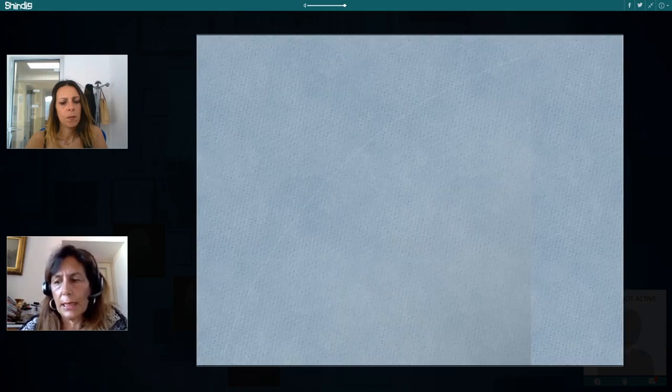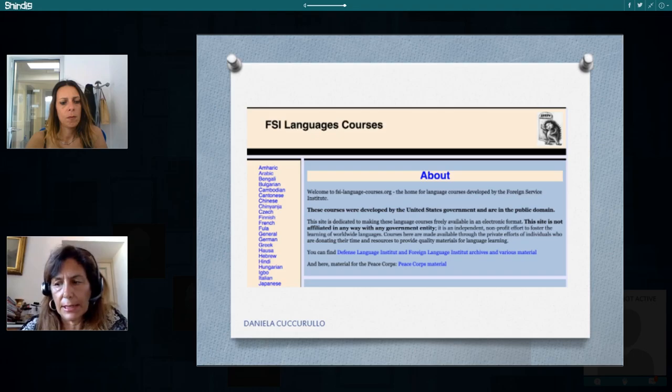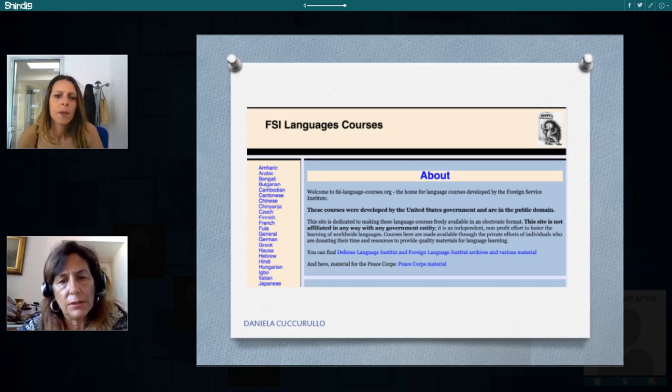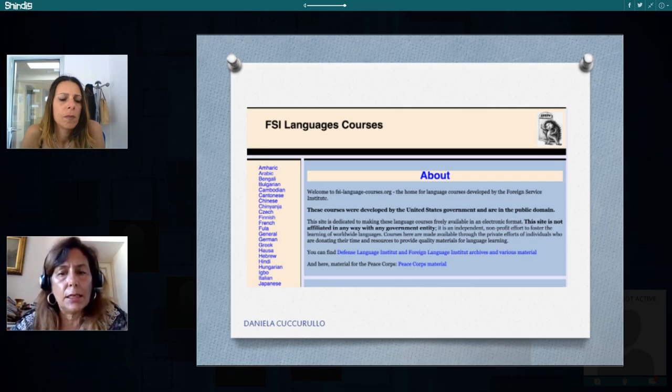The next one is again another example. FSI: these are lots of courses developed by the United States government and in the public domain. You can have plenty of materials, and there's a sort of repository for all the language lesson plans and vocabulary and whatever you need for your language learning.